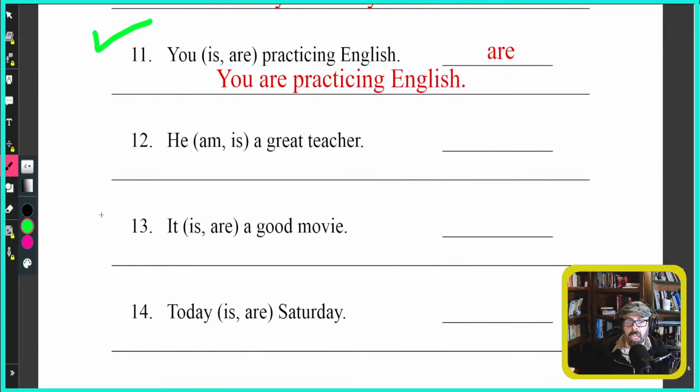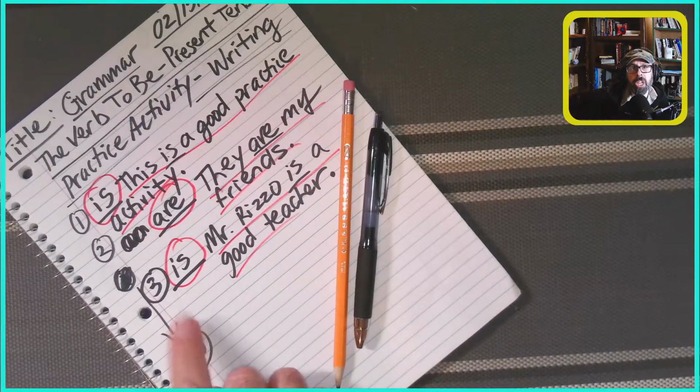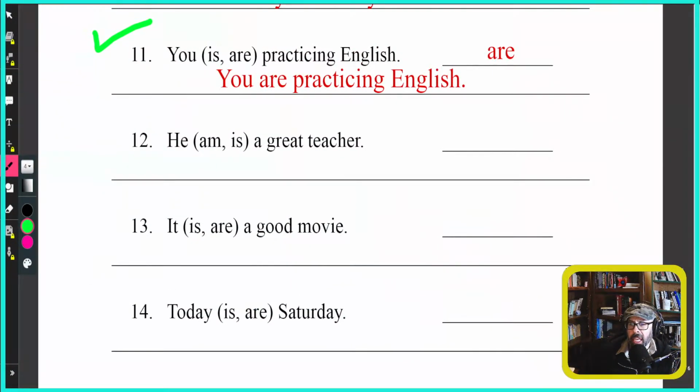12. He am or he is a great teacher. Am or is. Okay, what do you think? Write your answer in your notebook. Am or is. He am or he is a great teacher.